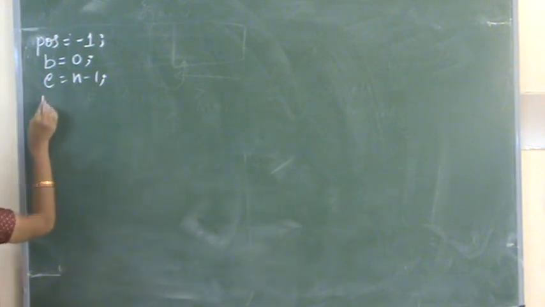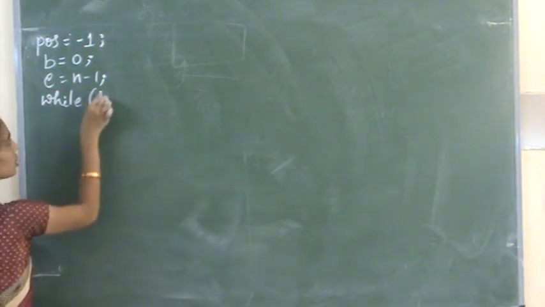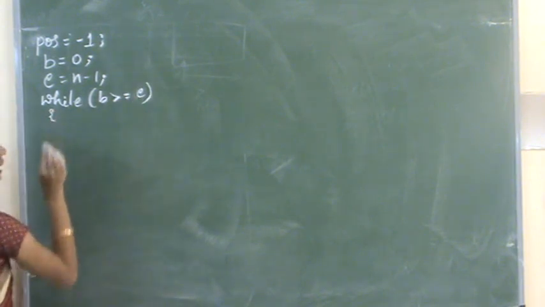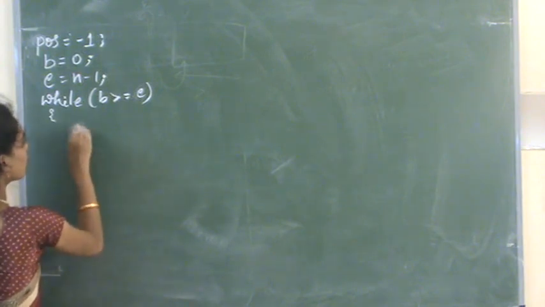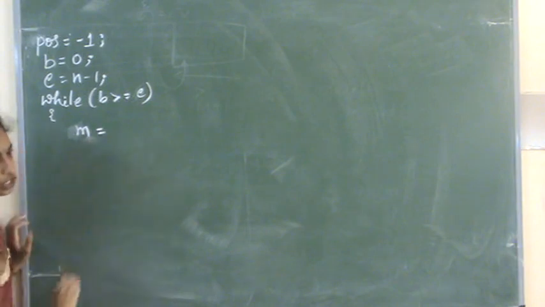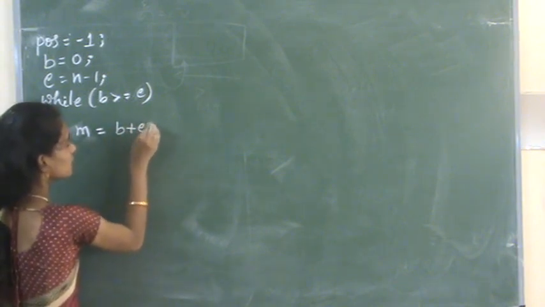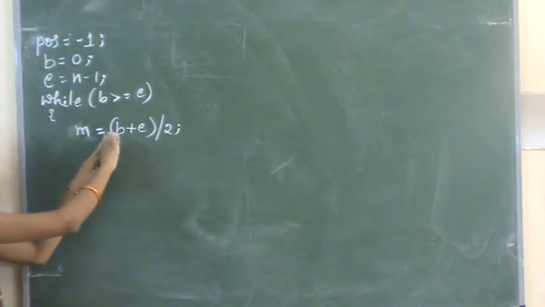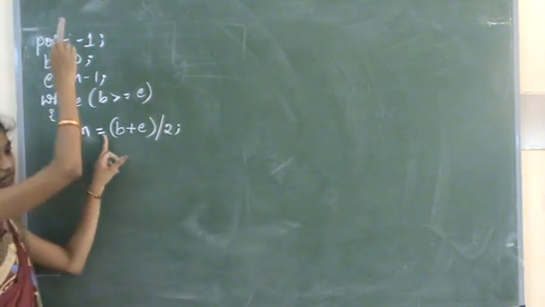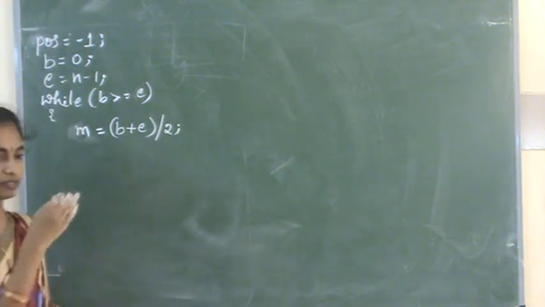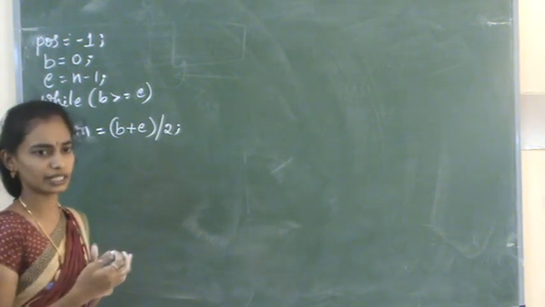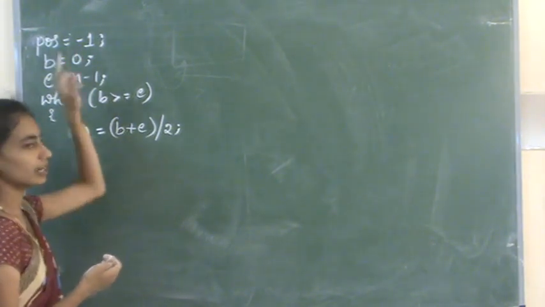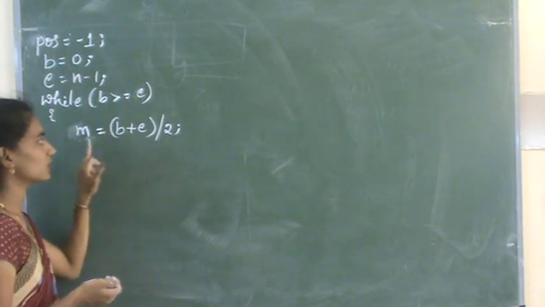Next we have to check the condition whether beginning is less than or equal to end. If it is true, we will compute the middle position, which is beginning plus end divided by 2. Here I am not using int because I have initialized this m as an int. When we start the program we initialize some variables which are used in the program, and in that I initialized this m as an int. That's why I am not using int here.